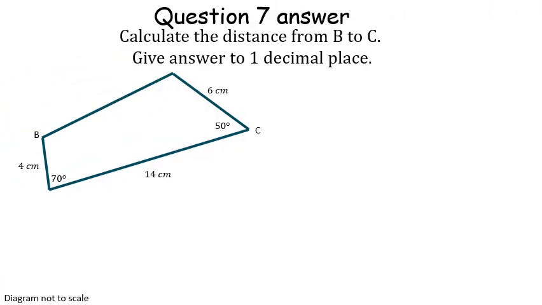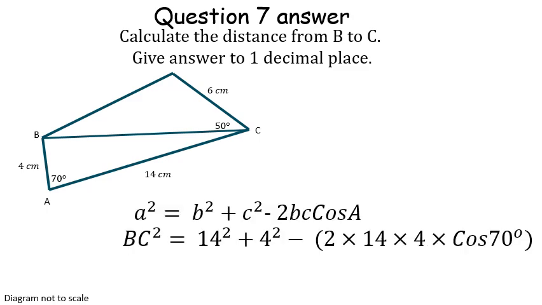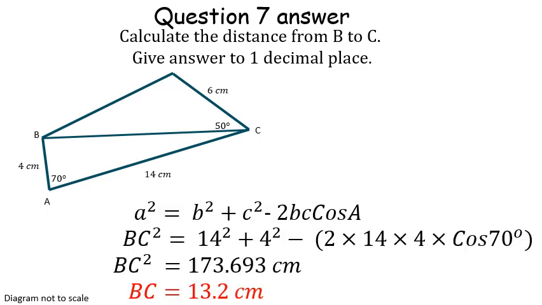Question 7. We need to start by drawing the line from B to C. Now, using the triangle ABC, we can use the cosine rule to find the distance between B and C, and we get 13.2 centimetres.